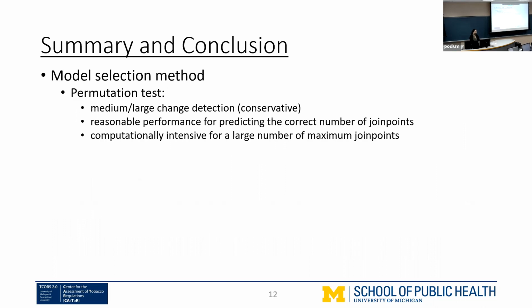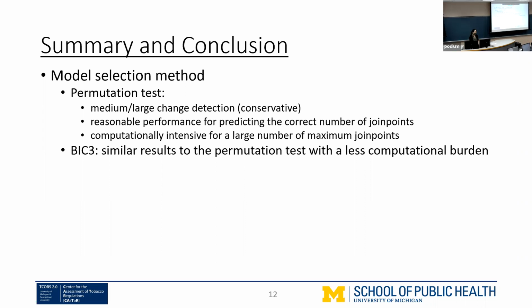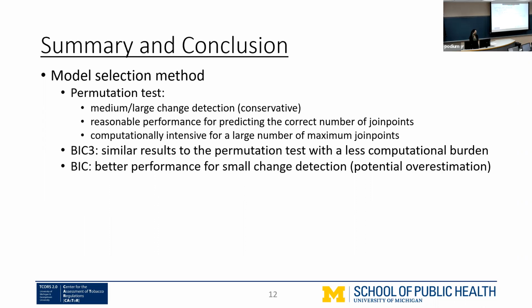Okay, so now model selection method. The permutation test has the longest history, and it has been proven based on some simulation studies. It's pretty good at detecting medium or large changes, and it's also quite conservative. It reasonably performs well to predict the correct number of joint points. But it can be computationally intensive if you have many data points to analyze. BIC3 seems to provide similar results to the permutation test, but with less computational burden.